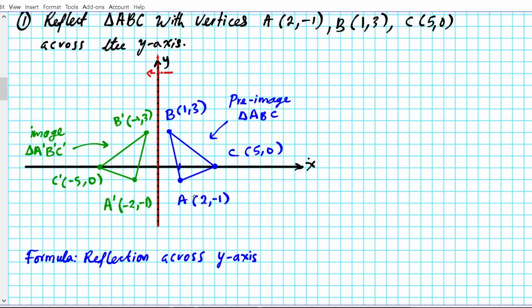So look at A, for example. This is 2, -1, and the image is -2, -1. B is 1, 3, and the image is -1, 3. C is 5, 0, and the image is -5, 0. Do you see a pattern here? Well, you notice that a reflection about the y-axis impacts just the x-coordinate. You take the opposite. The sign of the x-coordinate gets flipped.